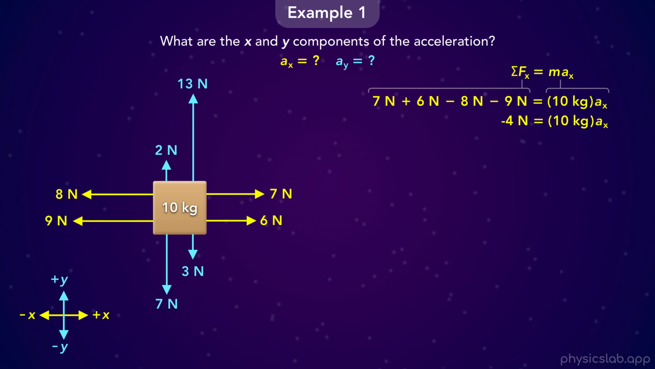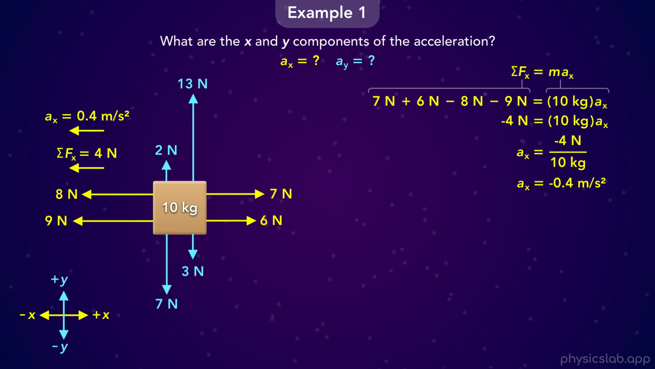The net force simplifies to negative 4 newtons, which means the net force in the x direction is 4 newtons to the left. If we divide negative 4 newtons by 10 kilograms, we get negative 0.4 meters per second squared for the acceleration in the x direction, which is 0.4 meters per second squared to the left.